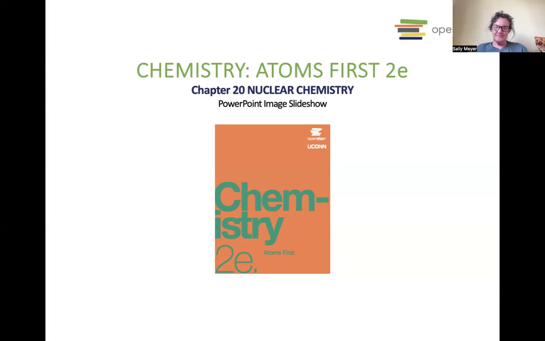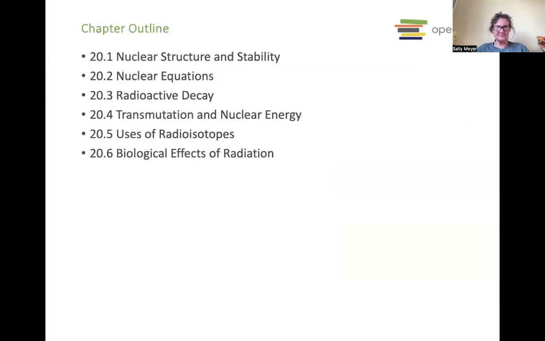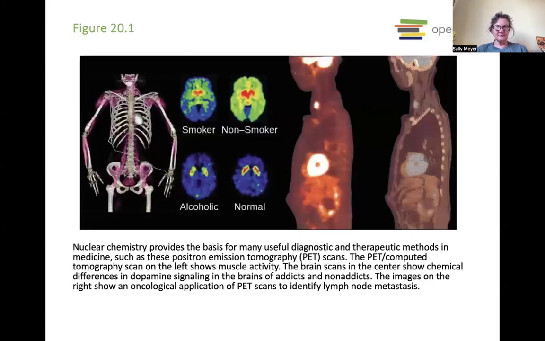So the reason why we're doing this chapter now is because when something undergoes radioactive decay, which we'll talk about in this section, the kinetics are first order. So it's going to connect us back to our kinetics, our chemical kinetics. So we're only going to do the first three sections: the stability of a nucleus, how you balance the equations, and then what is radioactive decay.